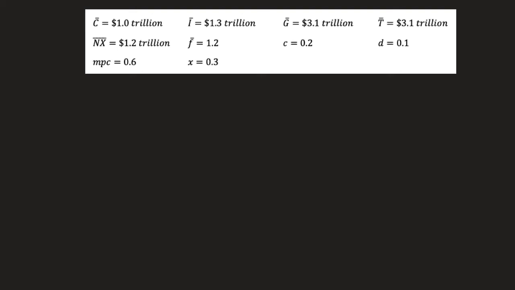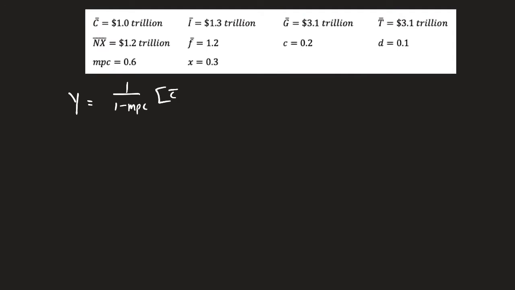We're now going to go through a practice problem with the IS curve. So you're given all the information that you need to solve this. The first part of the question asks us to derive an expression for the IS curve. And we just created the IS curve equation, which is Y equals 1 over 1 minus MPC.